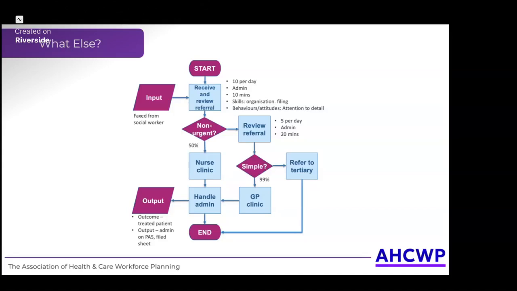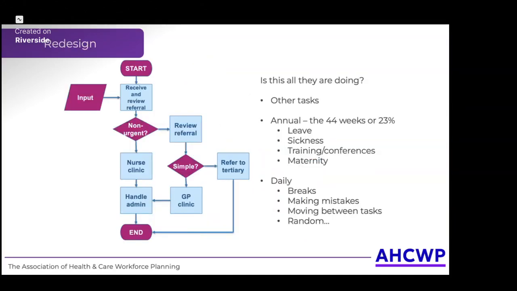We might also consider the percentages associated with each of the decision points. About 50% are urgent and 50% are not urgent, for example. And we consider how simple things are. So, for example, a simple case that goes to a GP clinic happens 99% of the time. A referral to tertiary will happen only 1% of the time. So we can start to write down on our process map a few of those additional bits of information that we talked about.